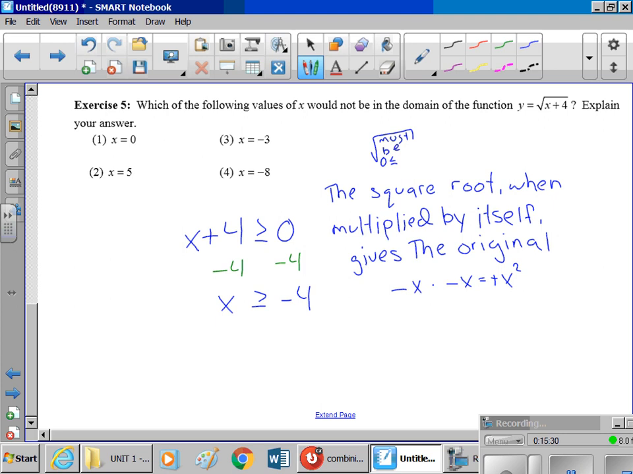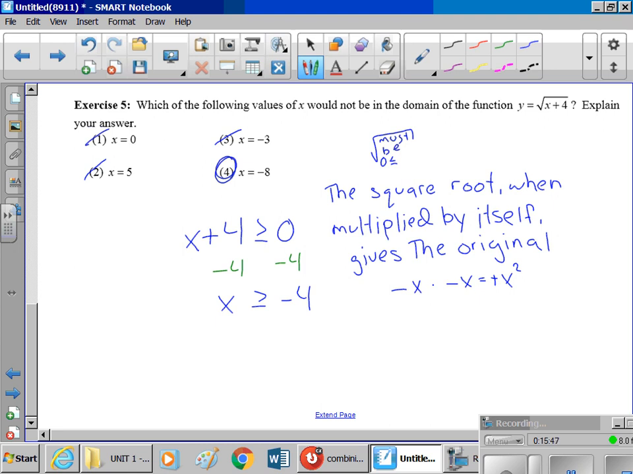So it says which of the following would not be in the domain? So which one wouldn't be? All right, because negative 8 is less than negative 4.